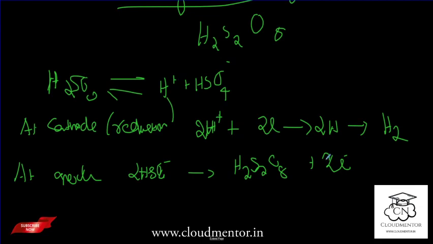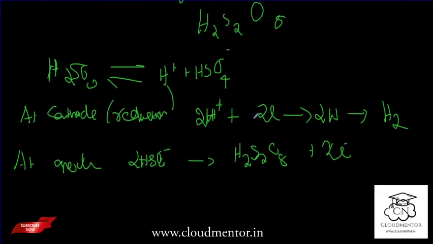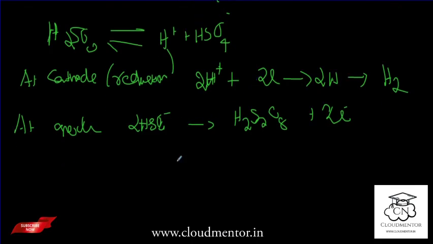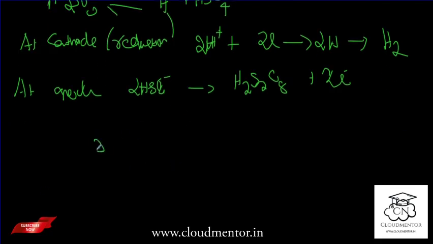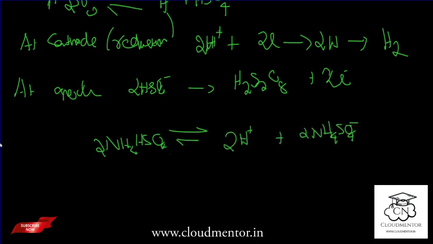When (NH4)2SO4, the ammonium sulfate, and sulfuric acid are mixed in 1:1 ratio, ammonium bisulfate is formed, which is electrolyzed to give ammonium persulfate by using platinum electrodes at 0 degrees Celsius, and that reaction is like this: 2NH4HSO4 giving 2H plus, 2NH4SO4 minus.